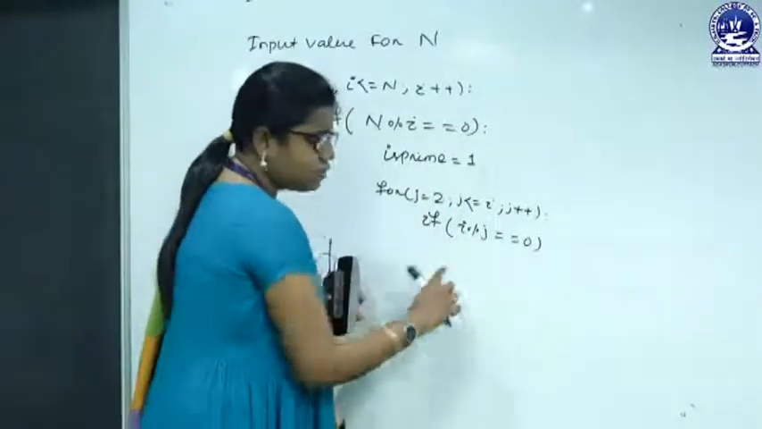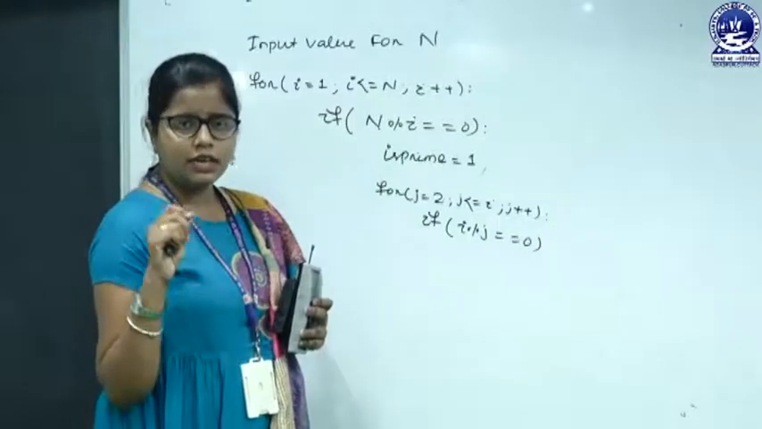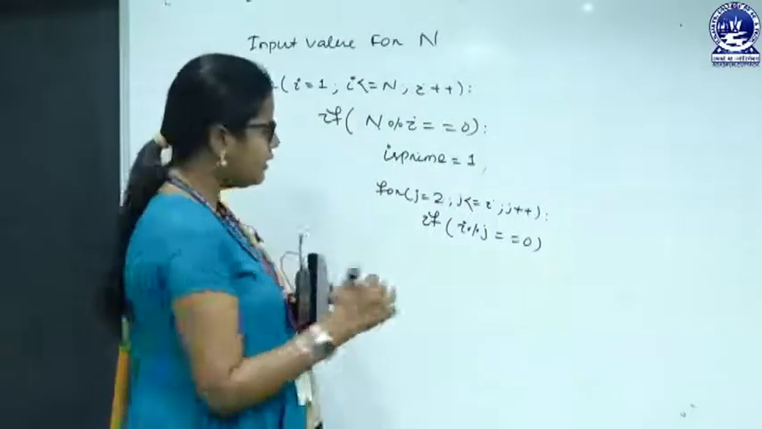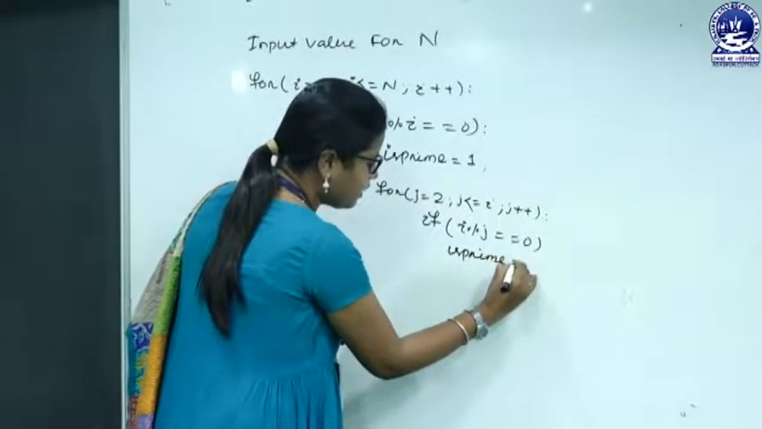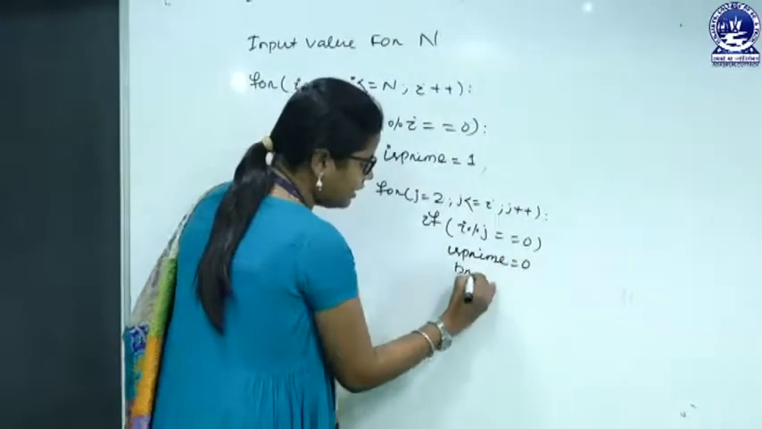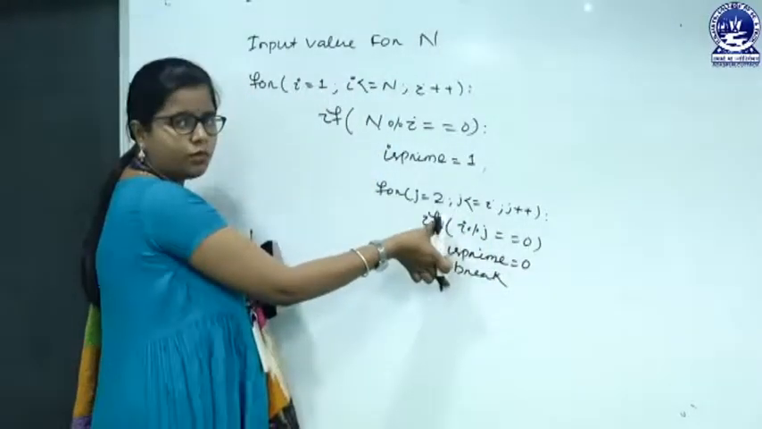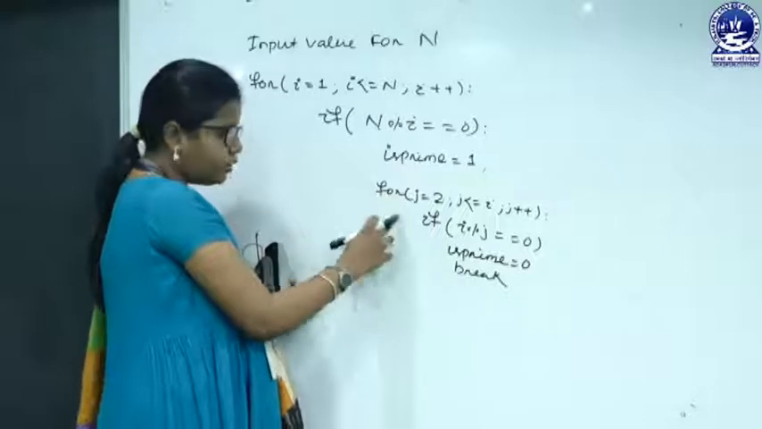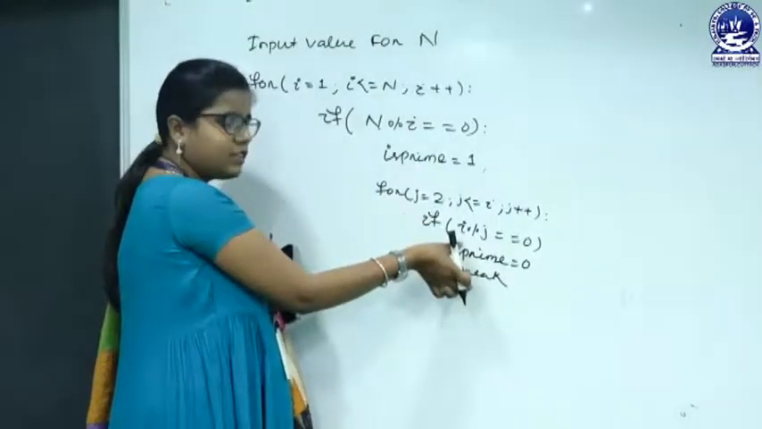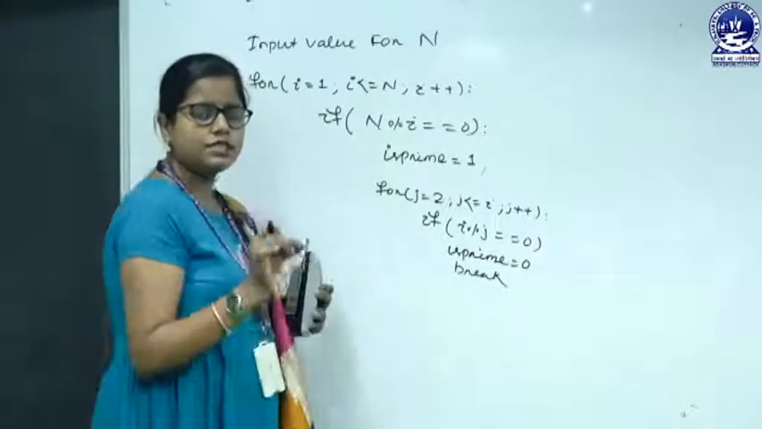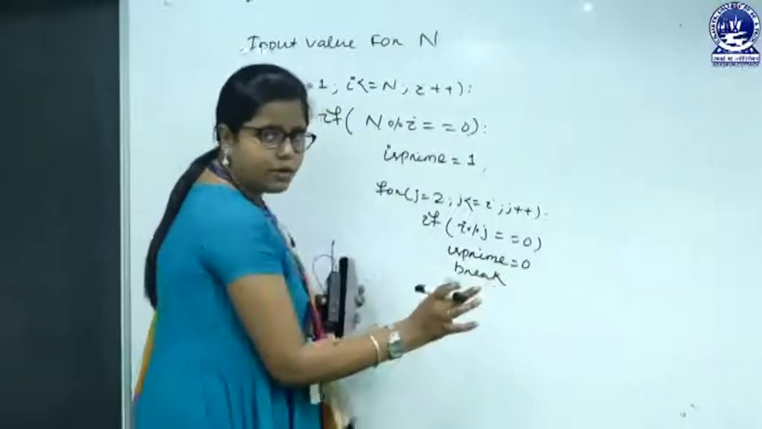If I modulo j equals to 0, if any number is actually a factor of I, then we have to set is prime equals to 0. And here we need to break the loop. Which loop? This loop. We have to go out from the loop. So once we get a factor of I, that means this is not a prime number. So that means is prime equals to 0.